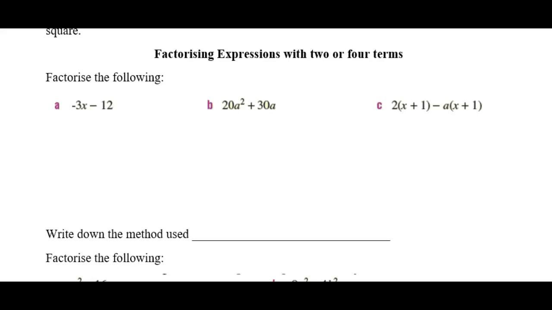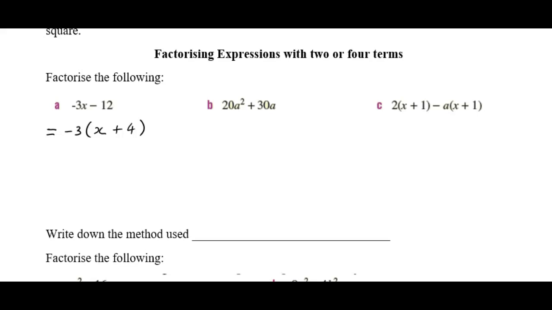So the first question is minus 3x take away 12, right? I can see that there are 2 terms here, minus 3x and minus 12, and they do have a common factor. The common factor there is minus 3. So when I say taking out minus 3, what we're basically doing is dividing each term of that expression by minus 3. If I divide my first term, minus 3x, by minus 3, all I'm left with is x. And my second term, minus 12, divided by minus 3, I'm left with a positive 4. Right, and that completes the factorization of that particular expression.